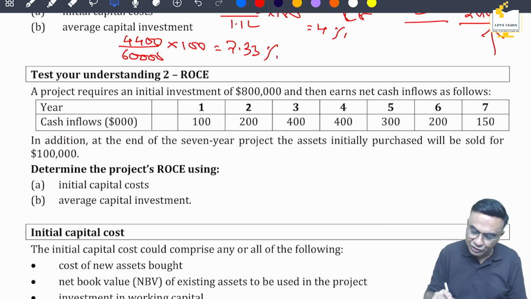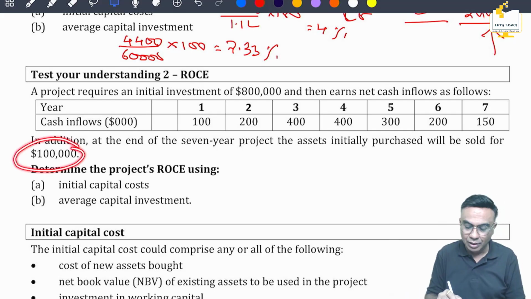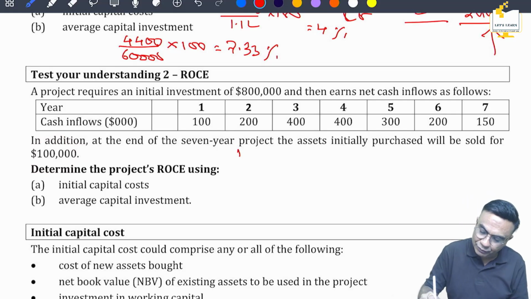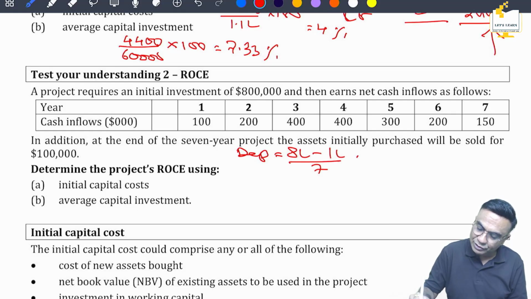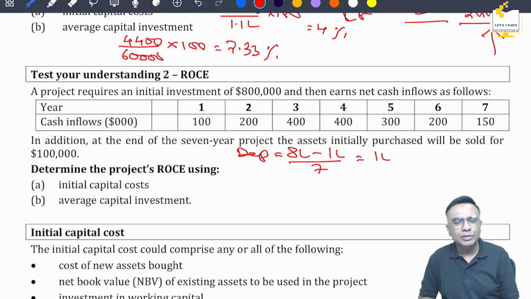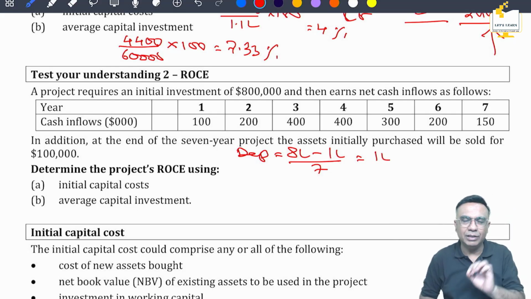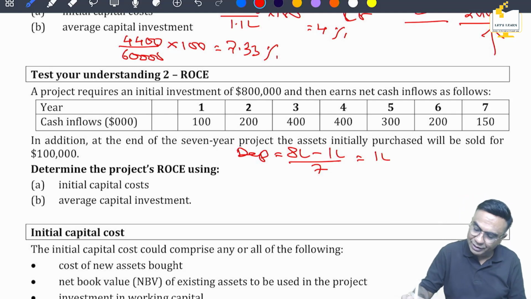In addition, at the end of the 7-year project, the assets initially purchased will be sold for $1 lakh. So 1 lakh is the scrap. So how much will be the depreciation figure for this particular asset? It will be $8 lakh minus $1 lakh divided by 7 years. So that is 1 lakh. So $1 lakh will be the depreciation for this asset, right?